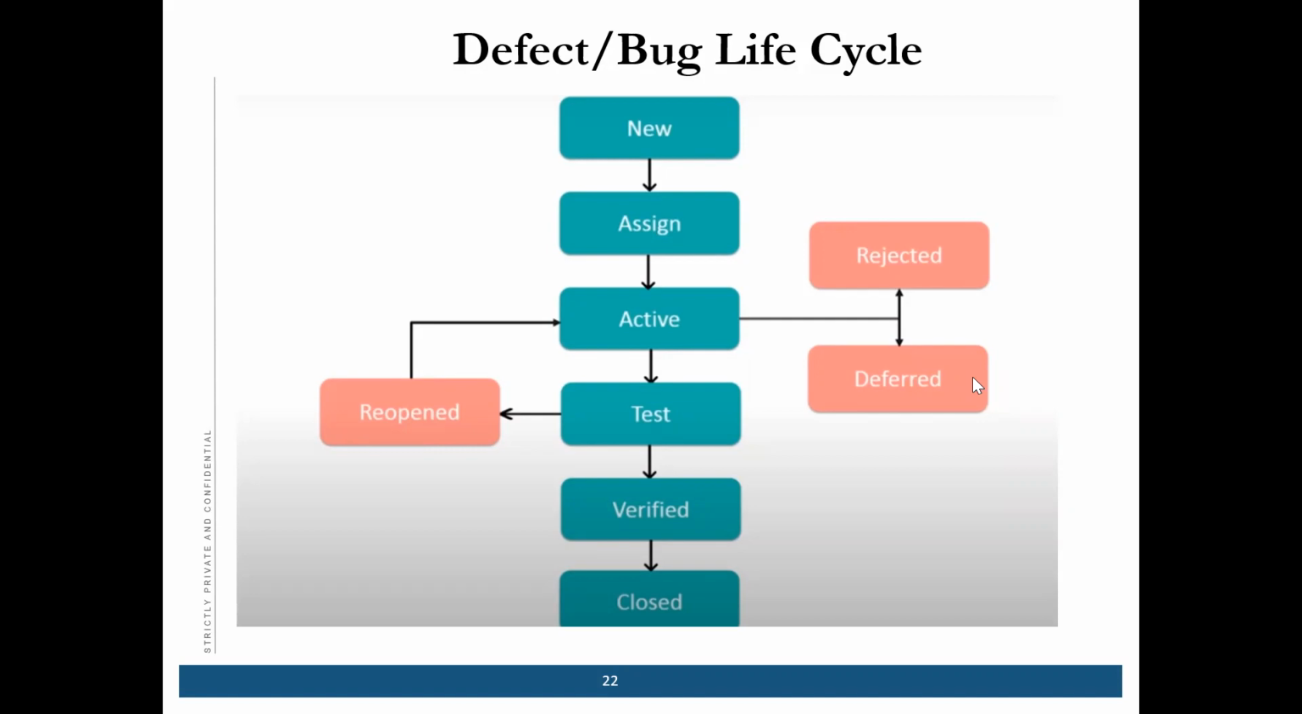Okay. Any doubt? Yeah, I have another question actually. Yes. This deferred defect, where will it show? Like, will it show to the developer, or will it be in the active stage on the developer side or on the tester side? I mean, when does a defect go into the active stage or the test stage?